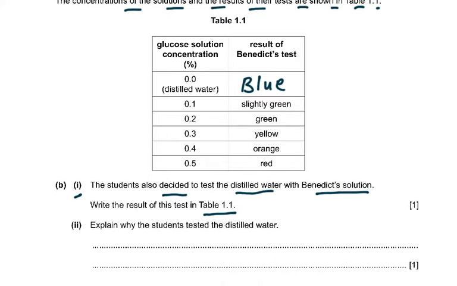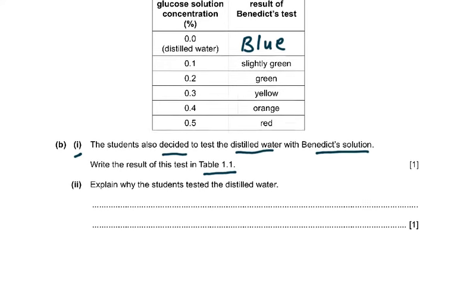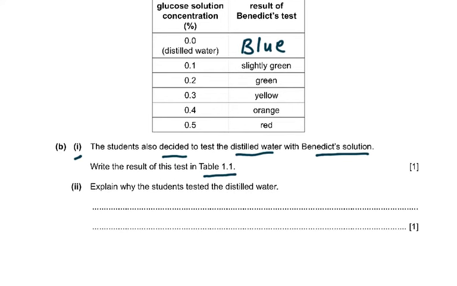Then it says explain why the students tested the distilled water. So what you have to understand is that when they're asking you to explain, there's only 1 mark for this. There was only 1 mark for this, so you got a mark if you wrote blue here. Then explain why the student tested. Well, basically it's a control, but the control is not going to get you any mark.